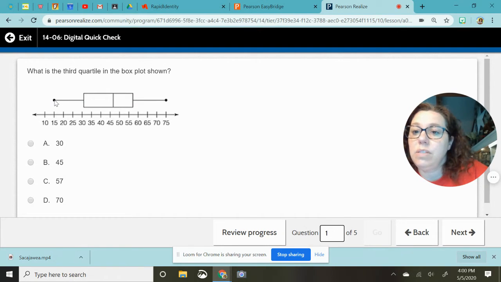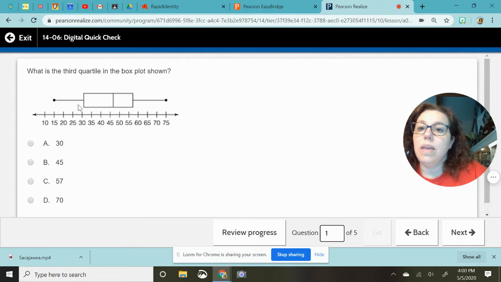Starting here from this dot until this line is considered the first quartile, which means the first quarter of data, the first 25%. From here to here is the second quartile of data. So from here to here would be 50. So we're counting by 25s basically. And this section is the third quartile. And this line is the fourth quartile. So just again, first, second, third, fourth.